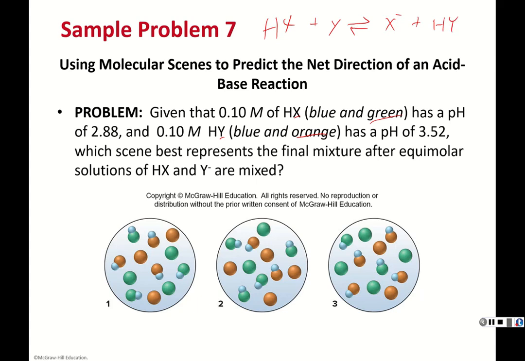Okay. So how do we know which is a stronger acid? Well, we can look at the pH. HX has a pH of 2.88 and HY has a pH of 3.52. The stronger acid will have a lower pH. So HX will be stronger and HY will be weaker. So we know the equilibrium is going to go to the right.